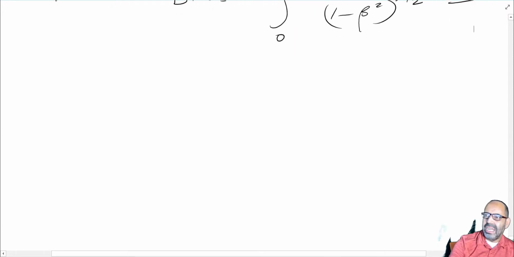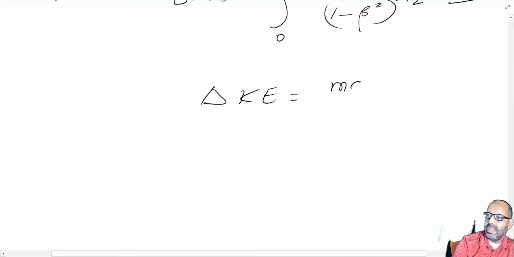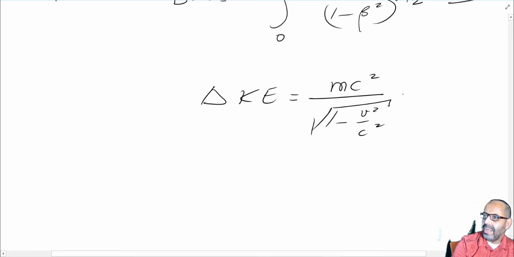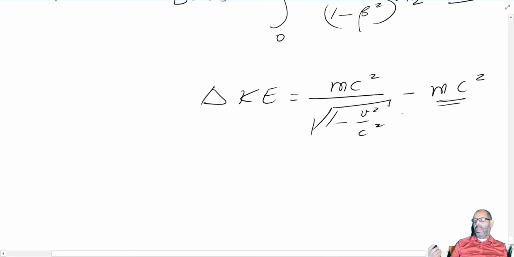The bottom line is the kinetic energy now looks like this. If you do the calculation, it looks like mc squared divided by that factor of the gamma, namely the square root of 1 minus v squared over c squared, minus mc squared. So this is the kinetic energy of the object. It seems like this expression depends on v. If I put v equal to 0, it's exactly mc squared minus mc squared, since the object is not moving. But when the object is in motion, in general, this is its total energy.